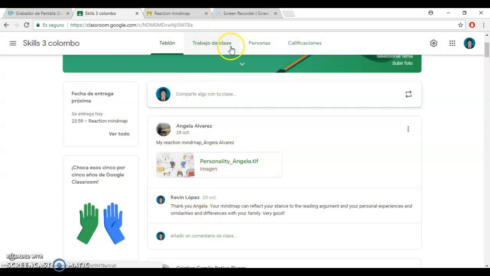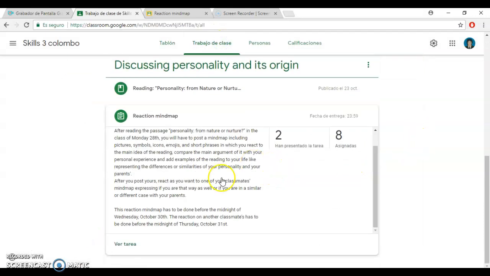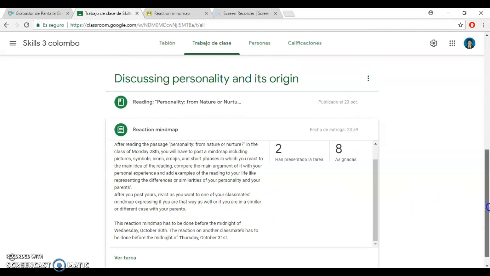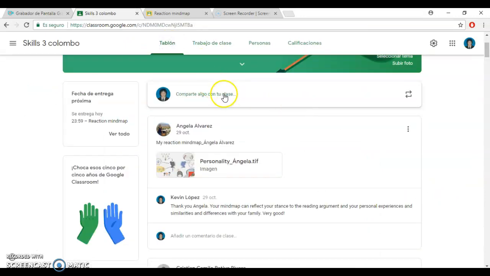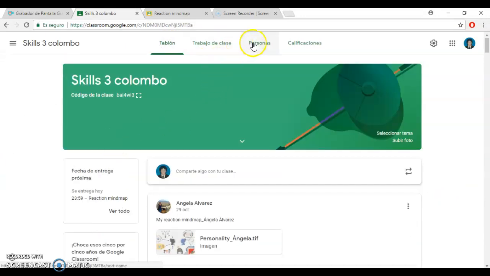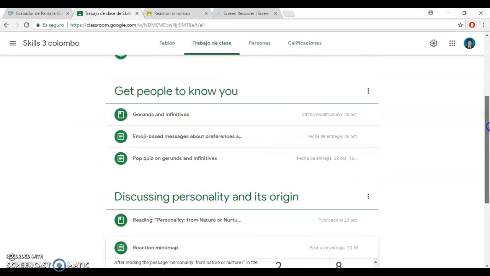Here we don't have any reaction, but students had to react in any way they want, using very different semiotic resources in order to express if they are like their classmate, if they have similar cases or different cases. And as you could see, it's a very rich work that they have done, and that's it. We have a lot of multimodal tasks.